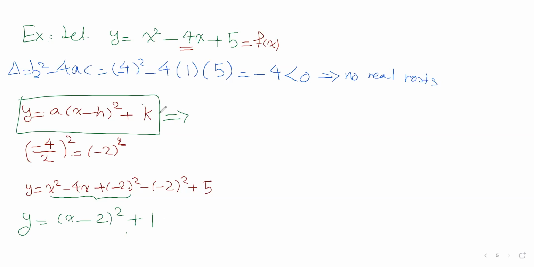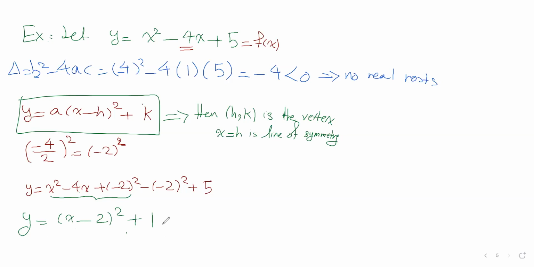Any quadratic function can be written in this form, then h and k, the point (h, k), is the vertex. And x equal to h is the line of symmetry. Okay, so you can do it this way.